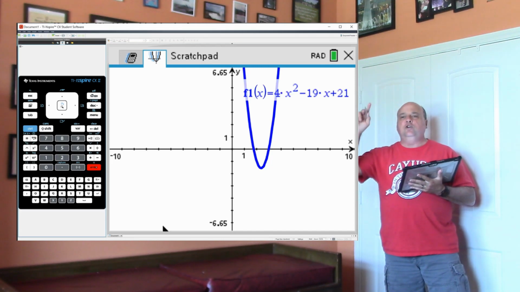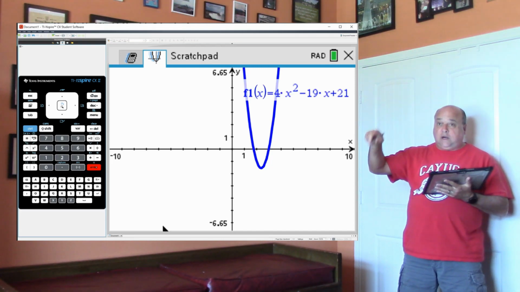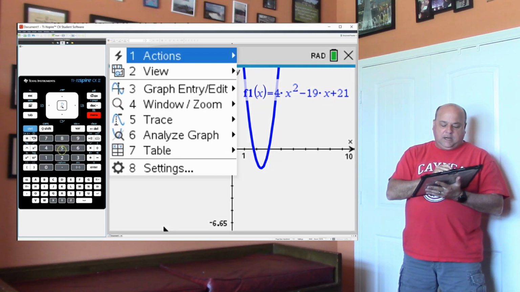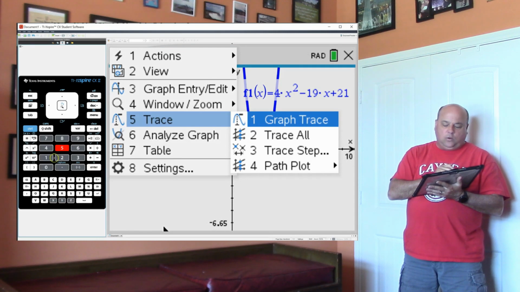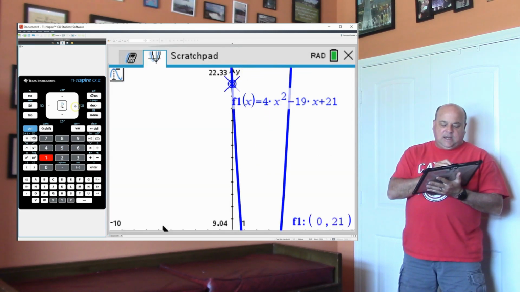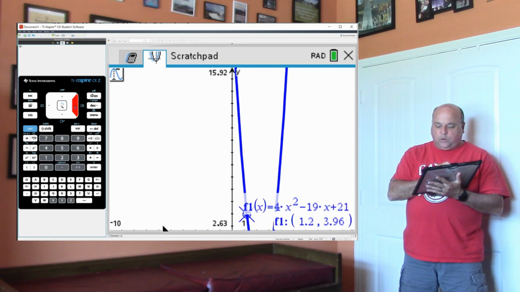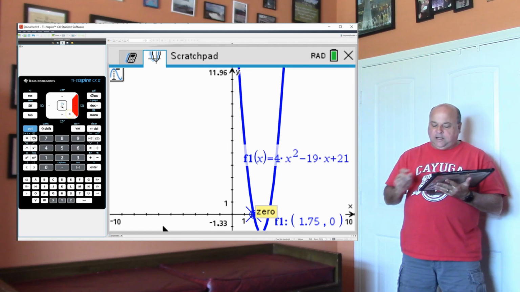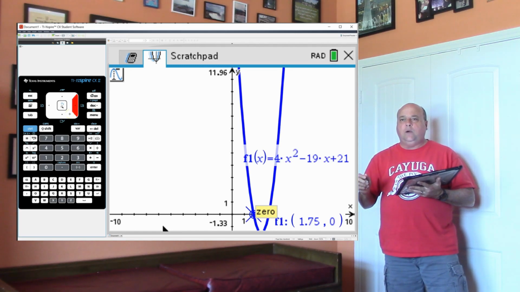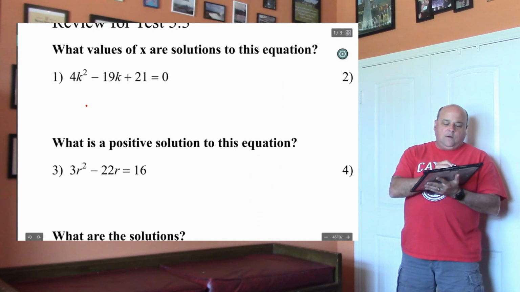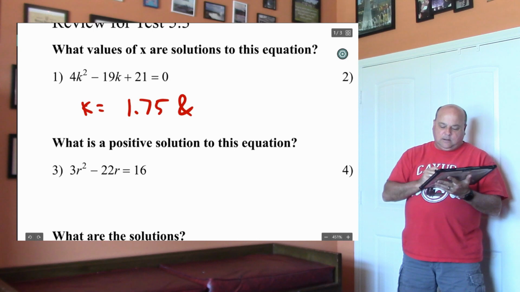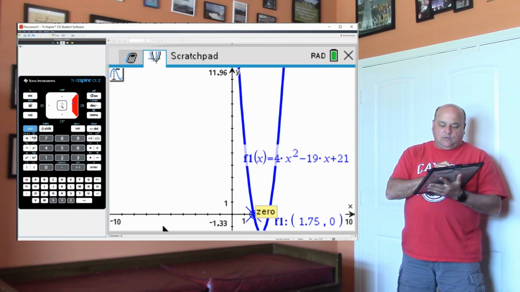Now then, I'm going to hit menu, trace, and then graph trace. So menu, the kids are saying menu 5 1, menu, trace, and graph trace is 1, menu 5 1, and then hit the down button. And I'm going to keep hitting the down button until I get to where it says 0. And I'm almost there, and there it is. So my first 0 is 1.75.